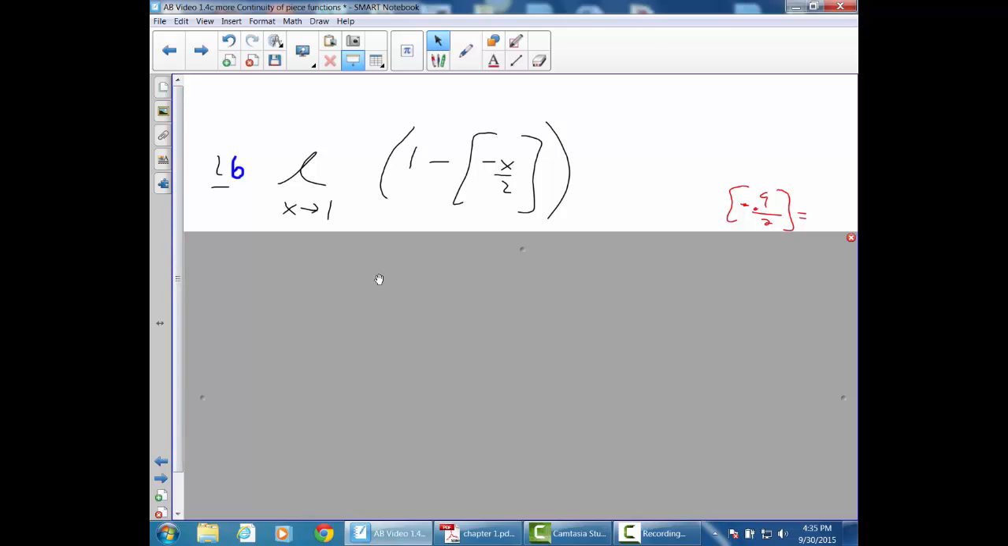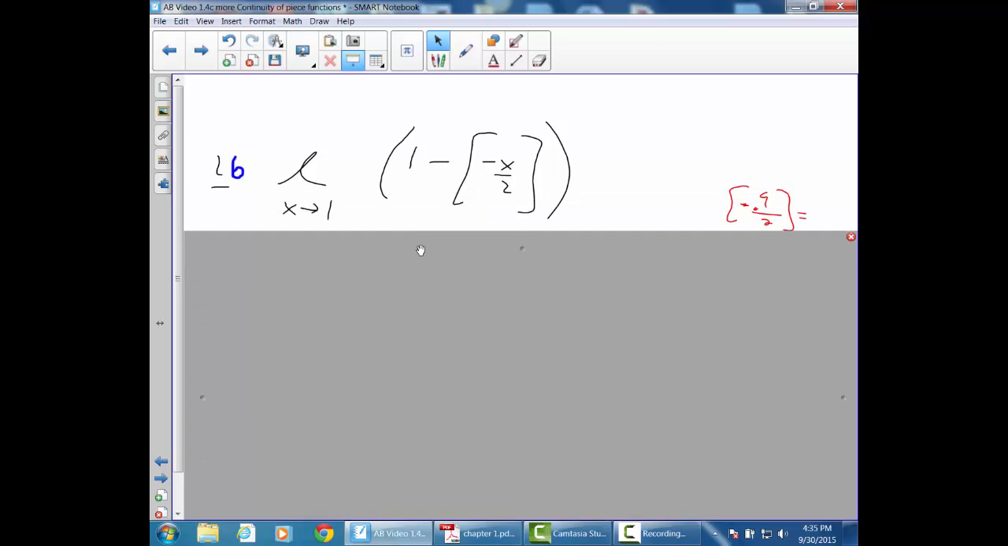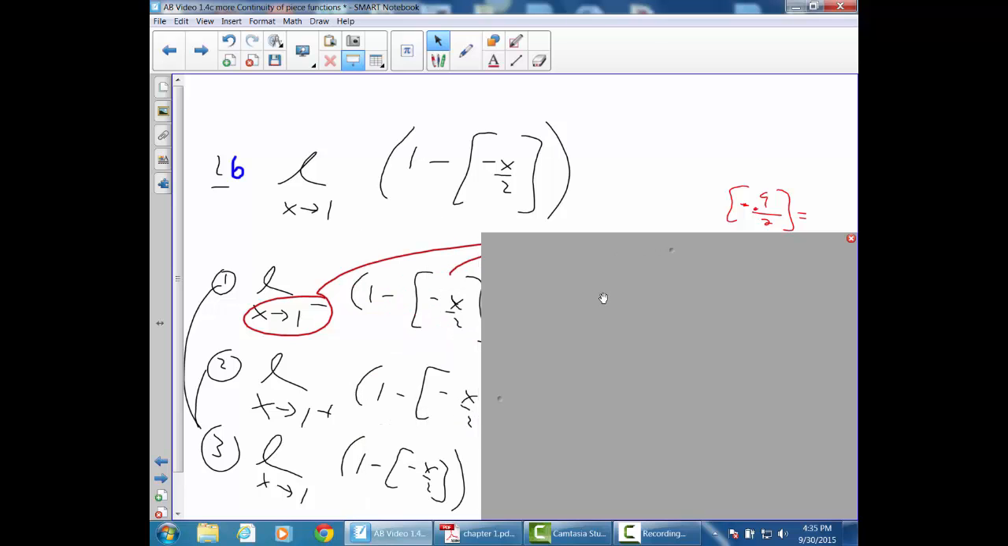Here's another one. Limit as x approaches 1 of 1 minus the greatest integer of negative x over 2. So I'm replacing x by a number close to 1. First of all, I can't figure out the two-sided limit until I find the two one-sided limits. So I'm looking for the limit as x approaches 1 from the left of this expression. So you picture a number approaching 1 from the left, such as 0.9. So this greatest integer function is of negative 0.9 over 2.